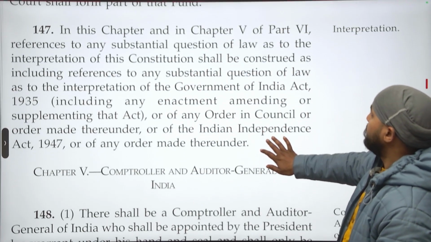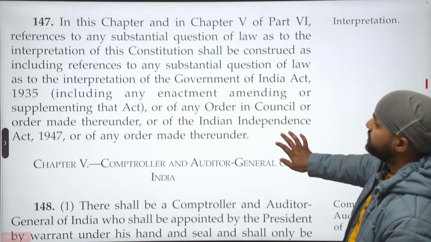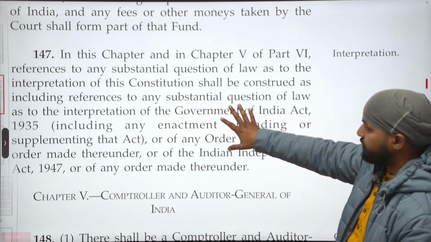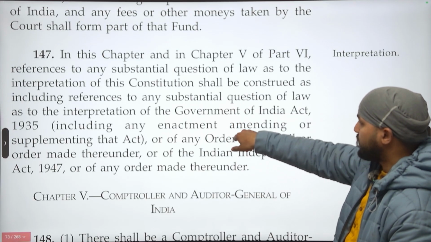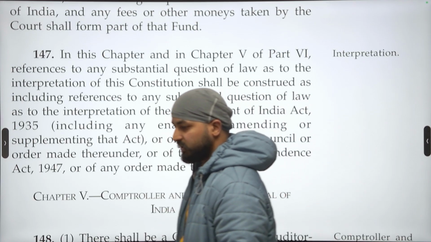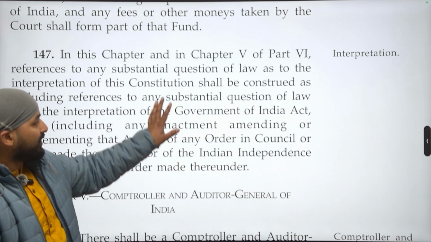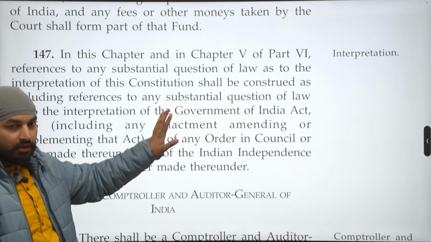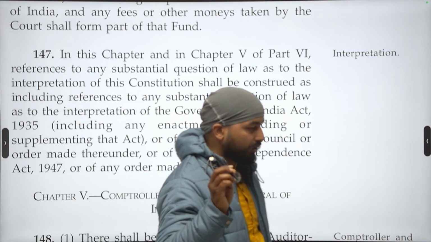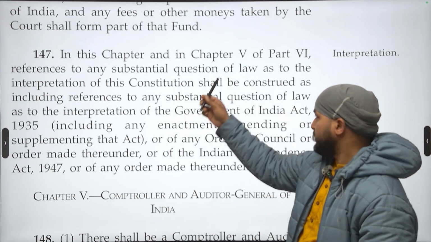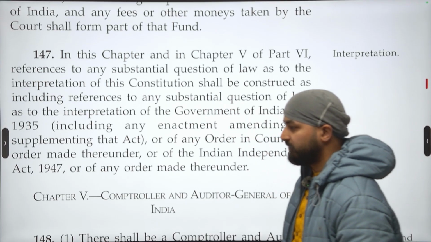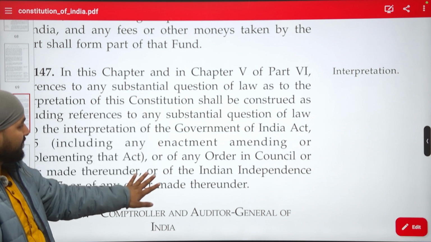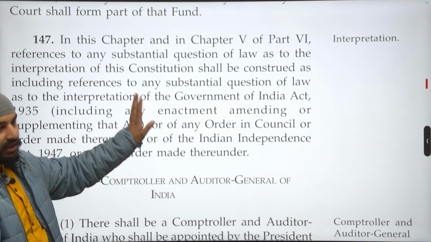In this chapter and chapter 5 of part 6, there is a reference to the pre-constitutional laws as well as the Government of India Act 1935. What this means is, maybe there are certain things which are left, and constitutional interpretation also means interpretation of the law which was pre-constitution, when India was governed according to the Government of India Act 1935. So interpretation of the constitution also means interpretation of this act or other council acts, etc.